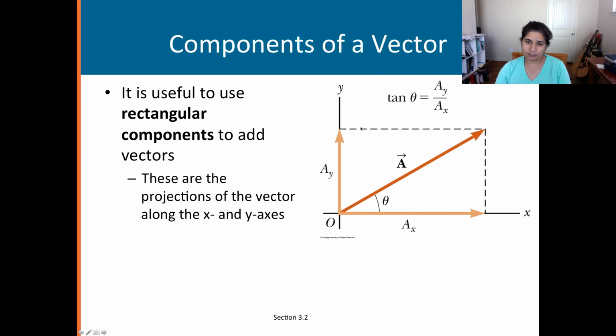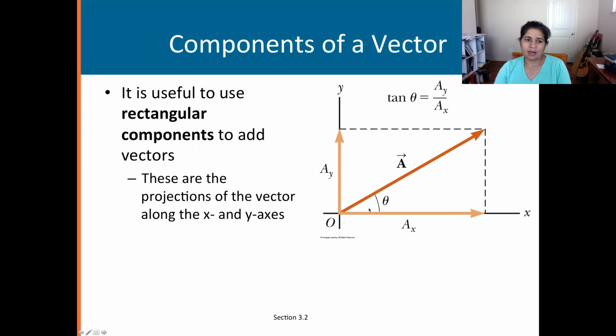Similarly, if I drop a perpendicular on the y-axis, then from the origin to that spot is Ay, the magnitude Ay, which is the y component of this vector A. So A is effectively the resultant of adding Ax and Ay vectorially. If I did that graphically, I would pick up Ay, I would put it here, and that would be my final position. This is my initial position. So you can see that A is the resultant of Ax plus Ay vectors.